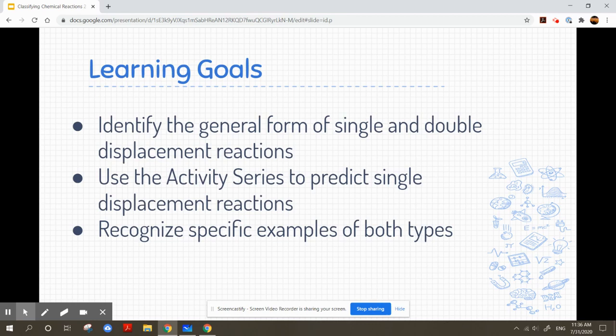Here are our learning goals for this video. We're going to look at how to identify the form and recognize single and double displacement reactions. We are going to look at how we use the activity series to predict single displacement reactions. And then we're going to go through some specific examples of some common types of these displacement reactions.